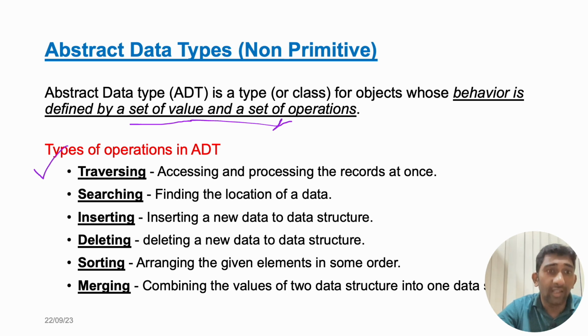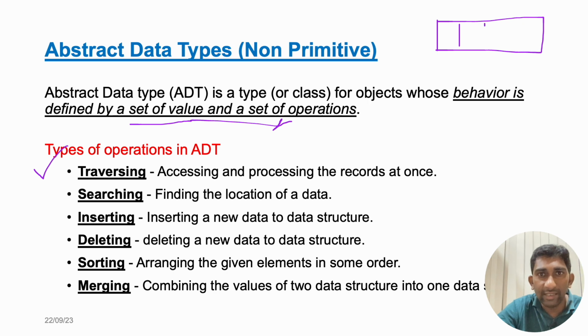So traversing is nothing but, let us assume that I have an array. Visiting the first element, second element, third element, fourth element, and like this. For example, I have an element here, another element here, another element here, another element here, and another element here. Visiting each and every element is known as traversing, right? Clear. So next one is searching.